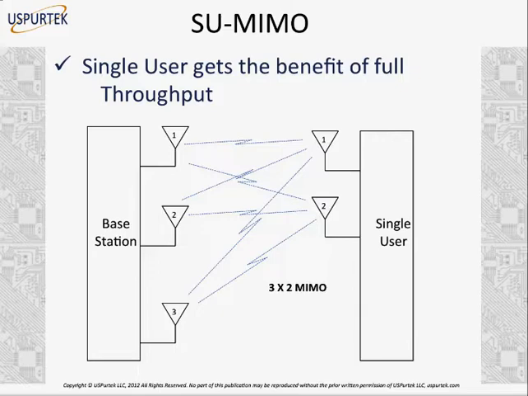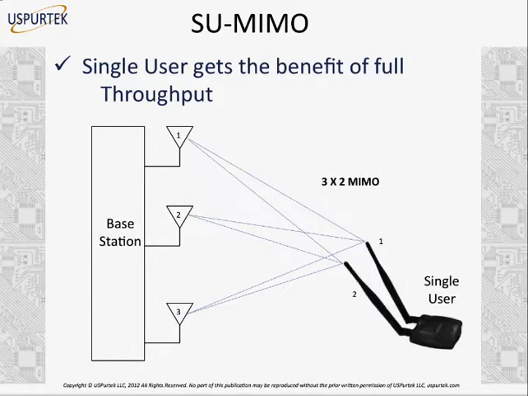And this could have very niche applications. Maybe the military or the government will have such applications where each of their equipment needs very high bandwidths. Now this is another picture that shows a real life single user device, which has 2 antennas and it gets the benefit of full throughput here.